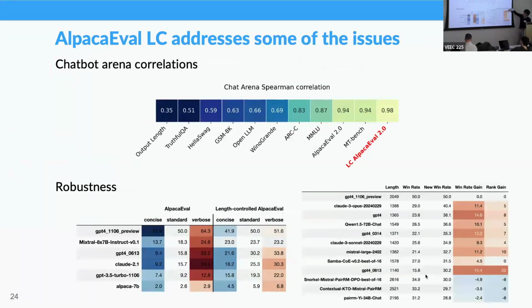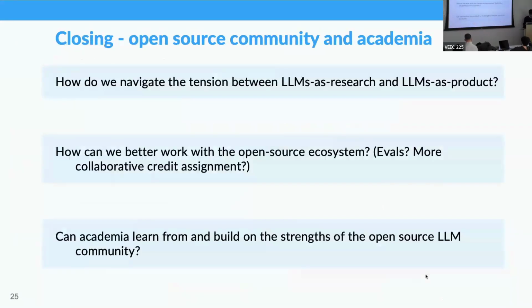Of course, aggregate correlations are not about robustness, but if we look at the same attempts to game the metric, it's much more robust to things like being more verbose or less. And if we look at the ranking changes, it also makes sense. It takes all the open source models and pushes them down a little bit. And some of these proprietary models, which I don't think are optimizing for Alpaca eval, get better rankings. Okay, so I'll wrap up here.